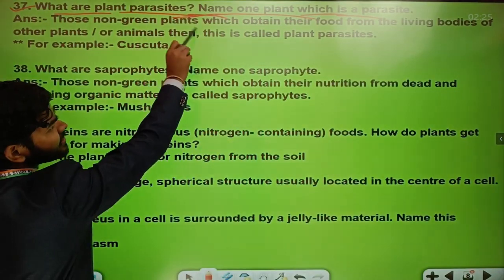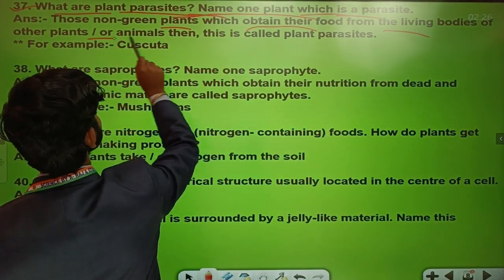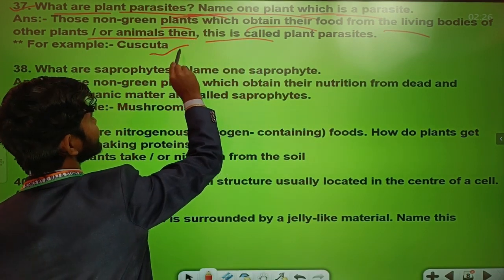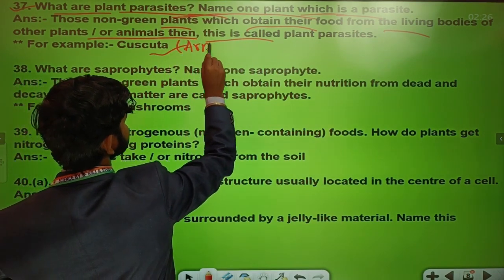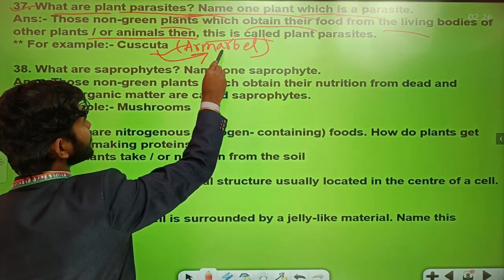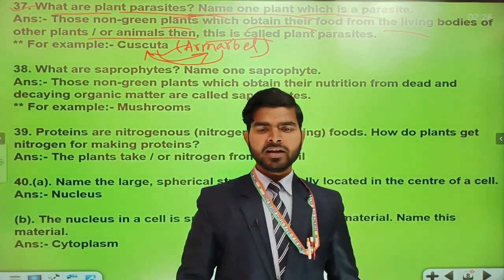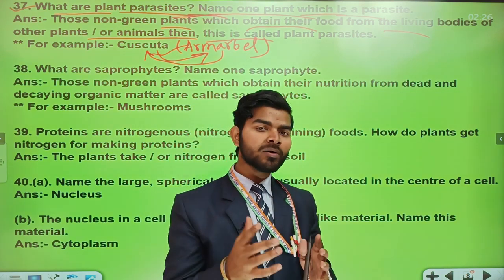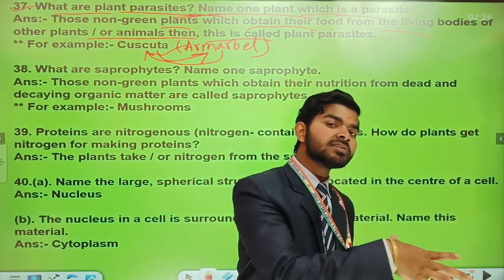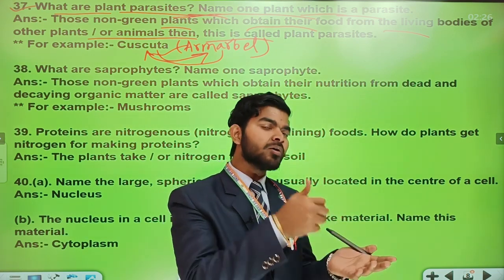Here I have written: those non-green plants which obtain their food from the living bodies of other plants or animals are called plant parasites. That means parasitic nutrition. Example, kaskata in Hindi, amar bel. You can also write amar bel. The Hindi meaning of kaskata is amar bel, and the English meaning of amar bel is kaskata. All clear. Actually, parasitic nutrition is that mode of nutrition in which an organism lives over the body of another organism, and this organism takes nutrients from that particular organism.